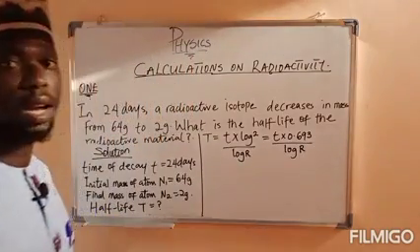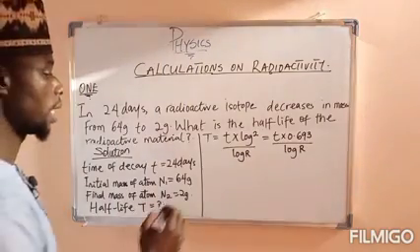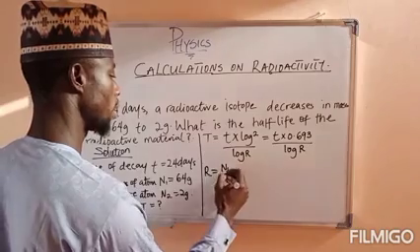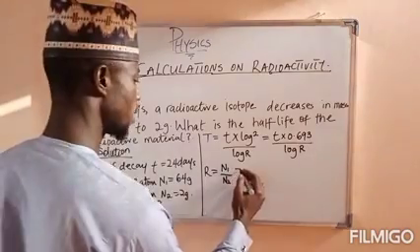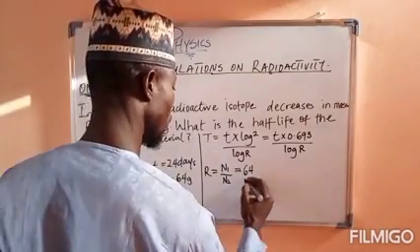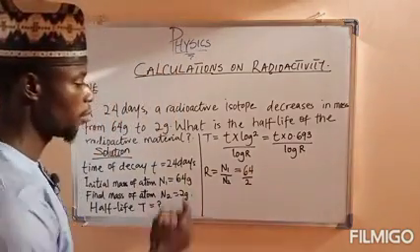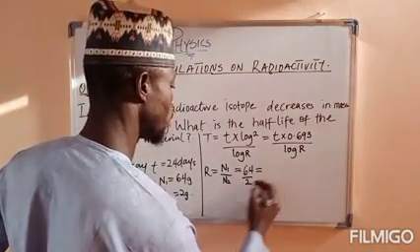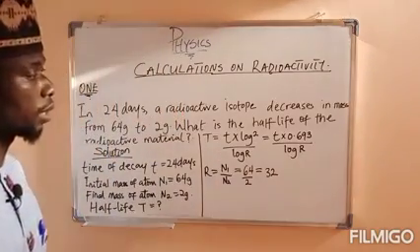How do we get the r? The disintegration ratio. If you recall, we said that r is equal to N1 all over N2. In that case, we have N1 to be 64 all over N2, which is 2. They are both in gram, so the units will cancel each other. You have 64 divided by 2 to give us 32. So our r is 32.